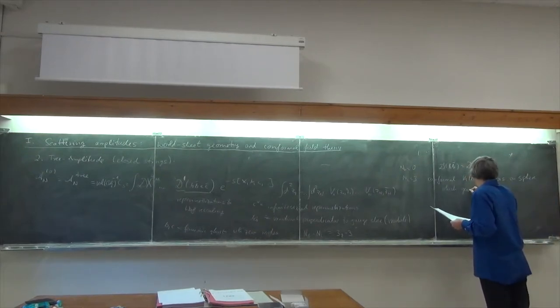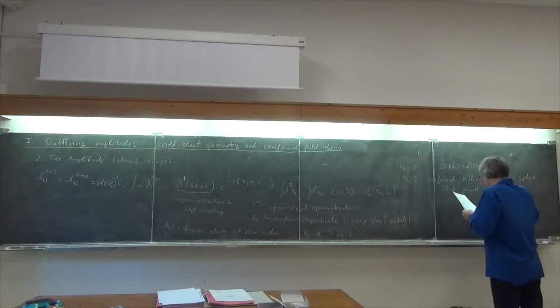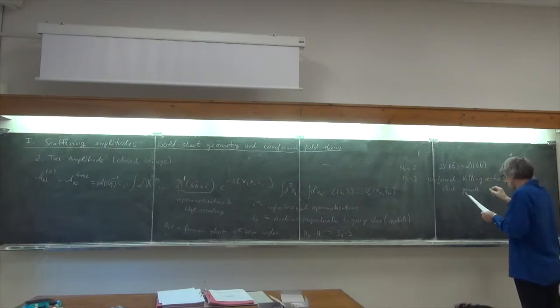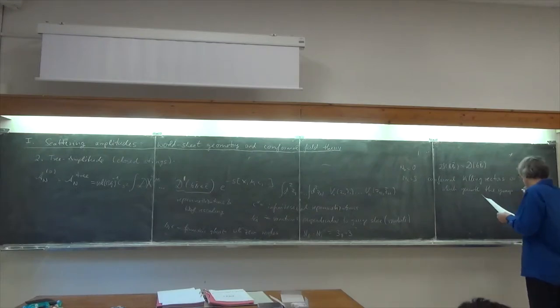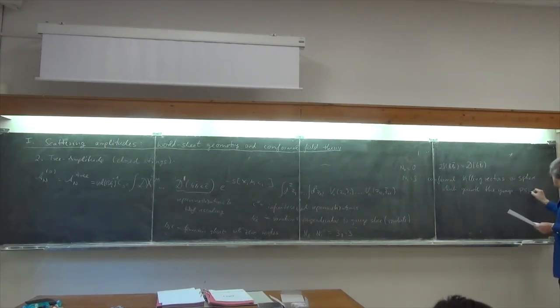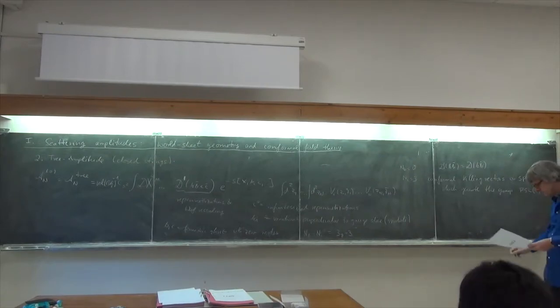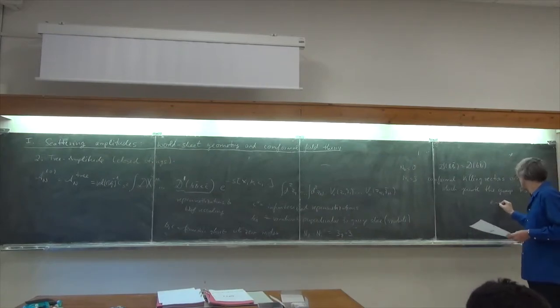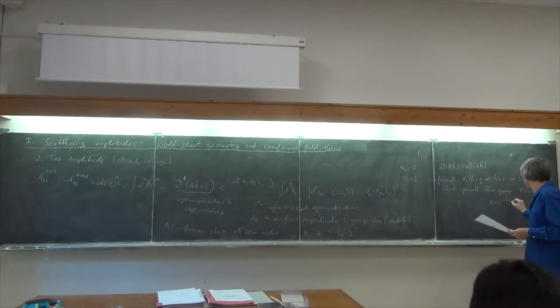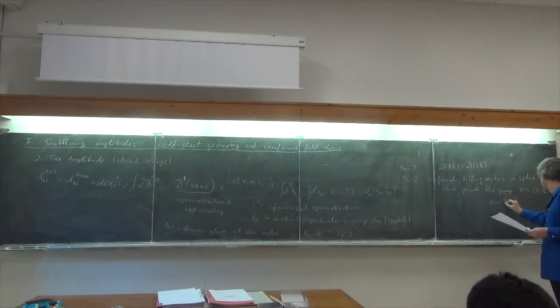Which generate the conformal group on the sphere, which is PSL(2,C). So PSL(2,C) is given by this transformation.